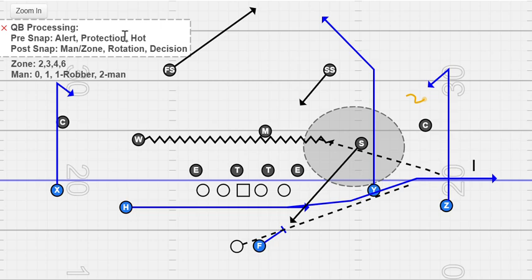So just in recapping it, quarterback processing, we have a pre-snap arrangement where we're looking at what is our alert, what's the leverage, our protection, our hot, and then post-snap, is it man or zone? Are we getting rotation? And what decision do we want to make?